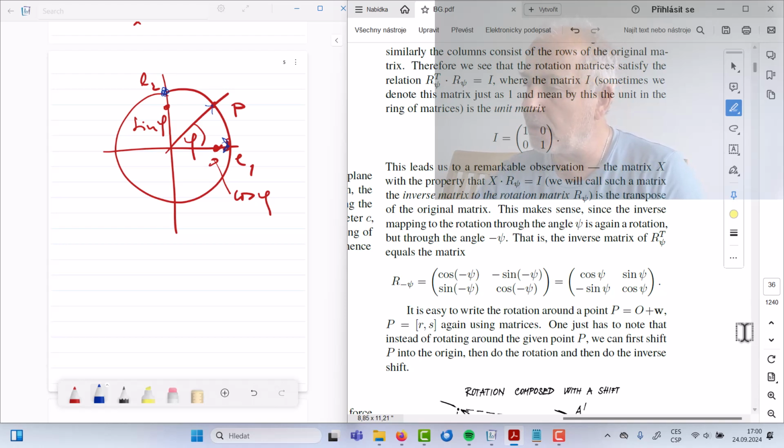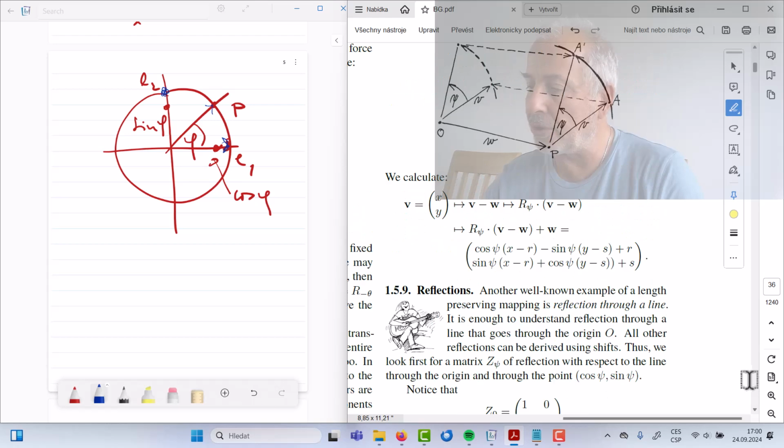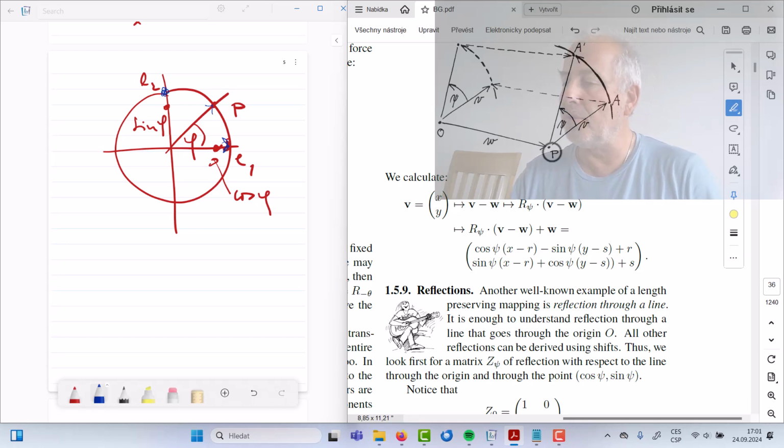Here. So that's the composition. That's the rotation composed with a shift, right? So we first shift to 0, then we rotate, then we shift back, and the result is what we get. So you see, the matrix calculus makes all the things in the plane, computer graphics, extremely easy.